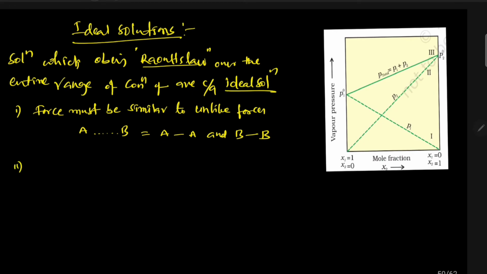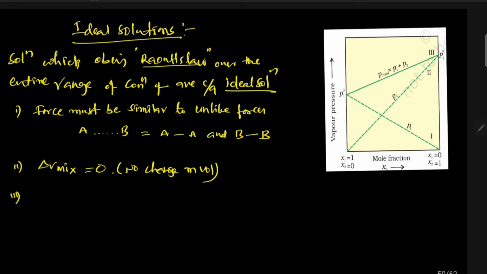The second characteristic: there is no volume change when two liquids are mixed. That means the volume of mixing of the two components must be 0, delta V mix equals 0. So there is no change in volume.